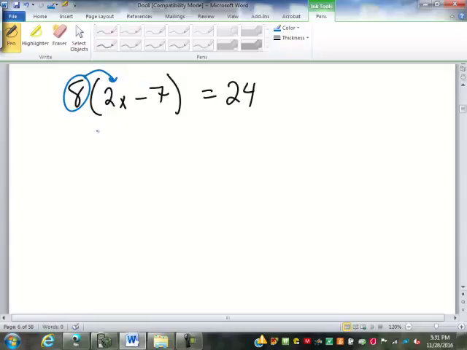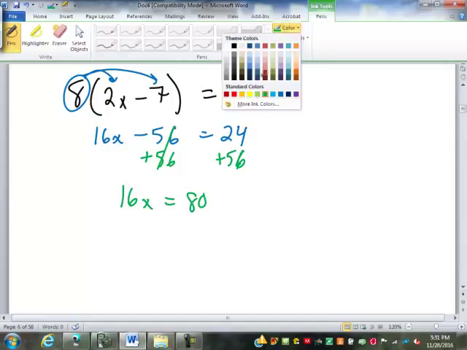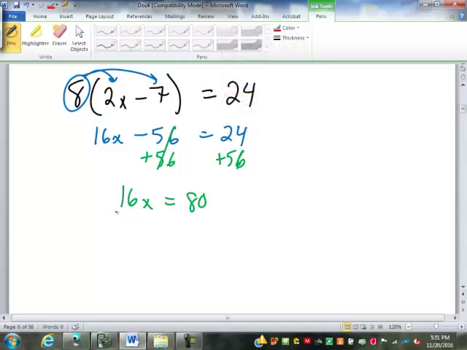8 times 2x is 16x. 8 times negative 7, negative 56. And what are we going to do to solve this from here? Add the 56. 16x equals 80, and then divide by 16. X equals 5.